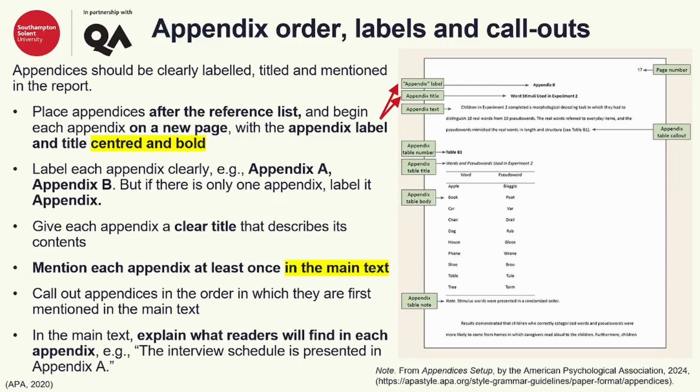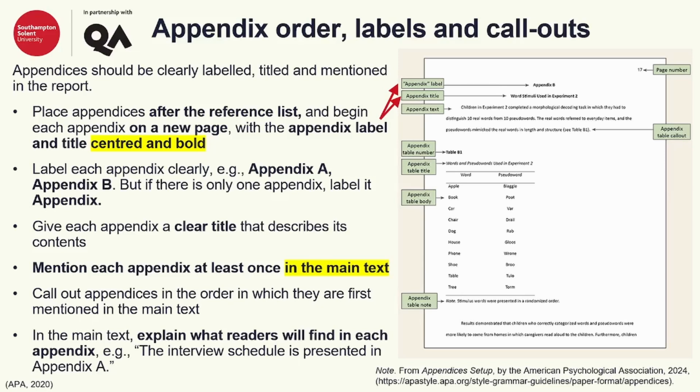You should also check that every callout matches the correct appendix. For example, if the main text states that the interview schedule is in Appendix A, Appendix A must contain the interview schedule. If you add, remove, or reorder your appendices, remember to check all the callouts again.